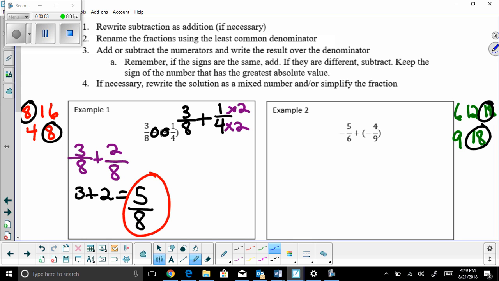So instead of negative 5/6, when I look at 6, I need to multiply 6 times 3 in order to turn it into 18. So I'm going to do the same thing to the numerator. When I look at 9, I need to multiply 9 times 2 in order to get 18. So again, I'm going to do the exact same thing to the numerator. So now let's rewrite those fractions. Make sure you keep your negative signs. So that was a negative 5/6, but instead it is now a negative 15/18. And actually, I'm going to change that to blue so that I stay consistent with my colors.